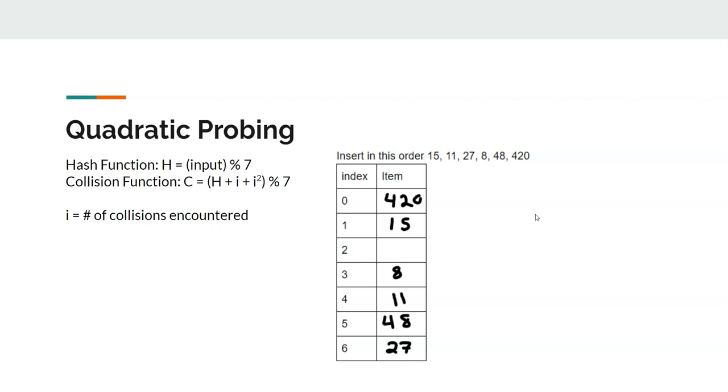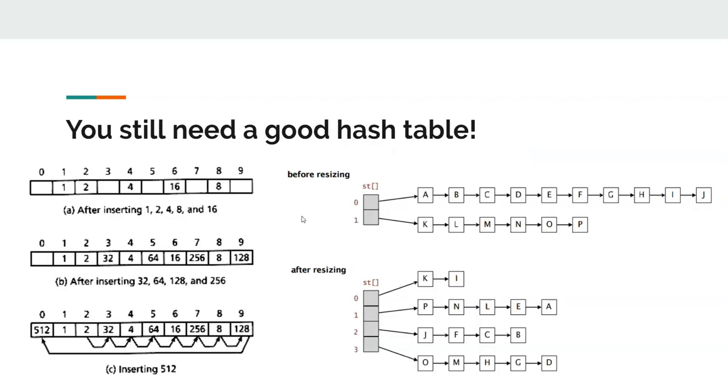Again, quadratic probing is implemented almost exactly the same as linear probing, so you'll have cells marked as either empty from start or empty after removal. And instead of searching for objects cell by cell, you would use the quadratic probing function to look at objects sequentially.